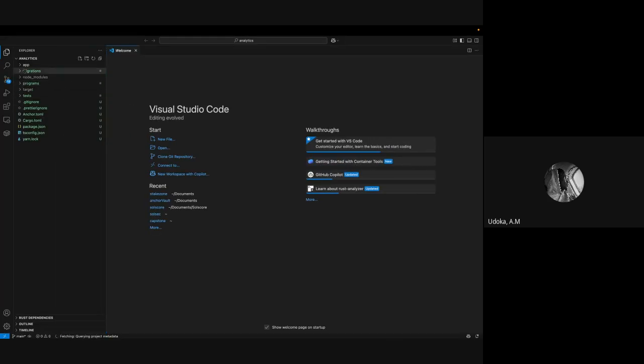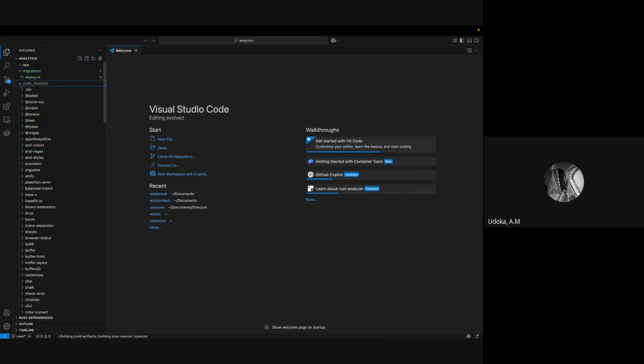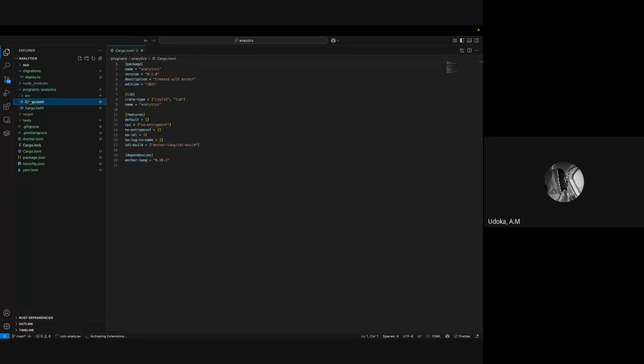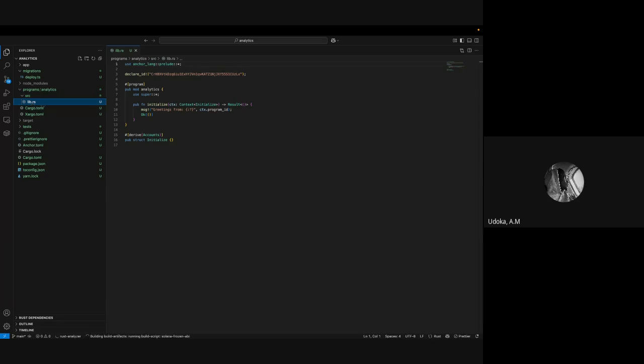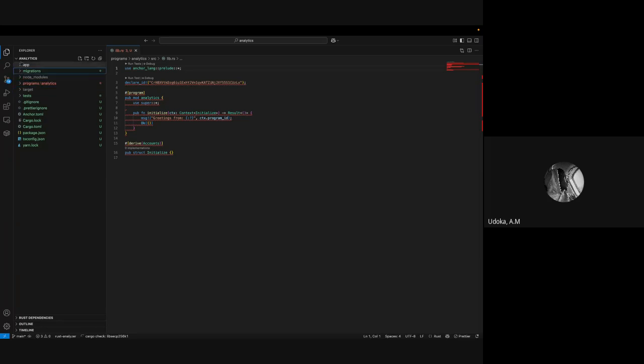So we see that we have our full app ready, with everything we need: the node modules, the program, the source, everything basically. And we have this program ID already created for us on the lib.rs file. Now basically this is where your Rust files would lie. So it's in the programs folder, under the root folder.